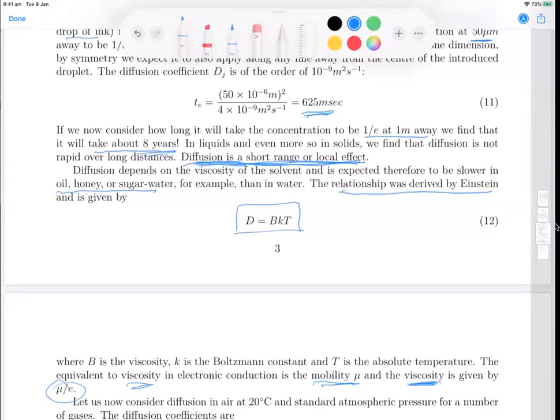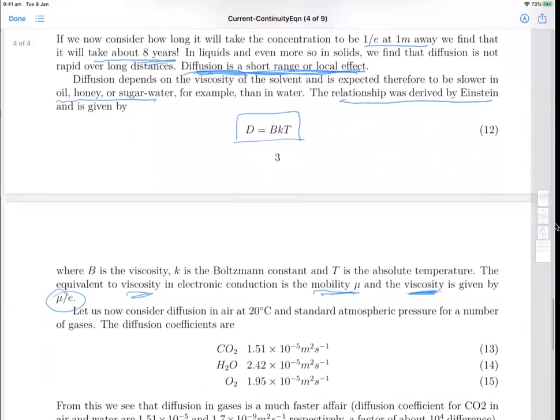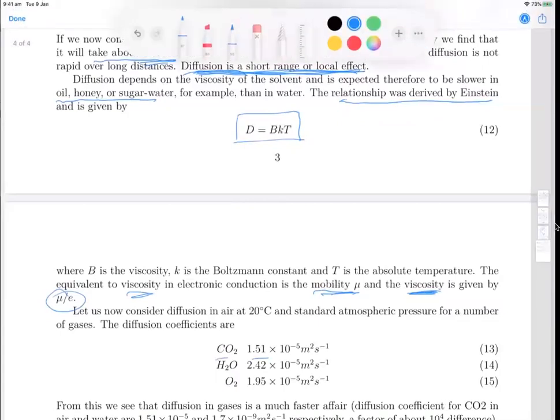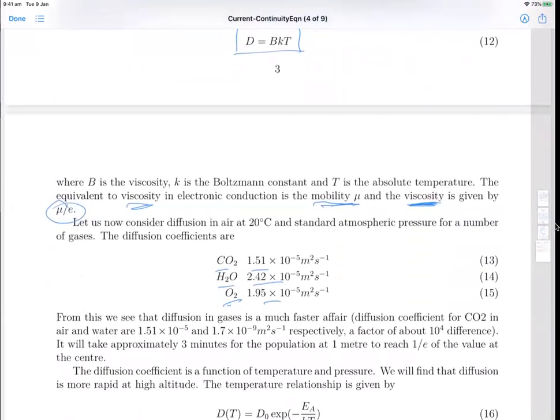Well, let's now consider a different situation. Let's consider diffusion in air at room temperature, or 20 degrees. And we look at some various gases. So the diffusion coefficient for carbon dioxide is this. For water vapor is this. And for oxygen is this. So we see that gases, in fact, diffuse much more rapidly in air or in gas than they do in a liquid.